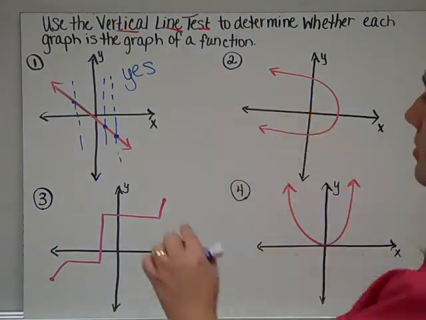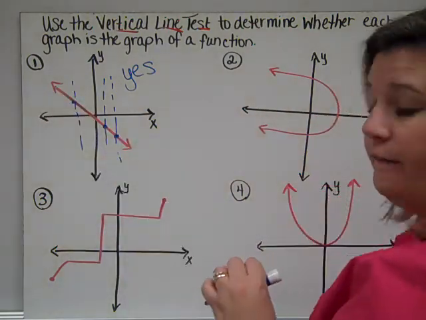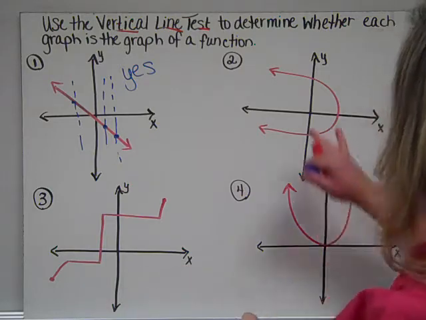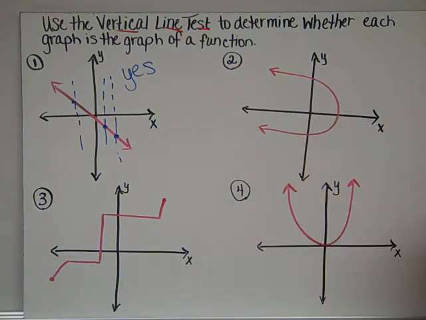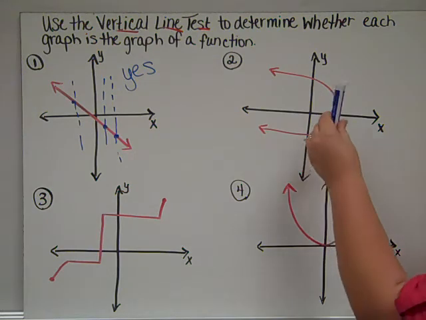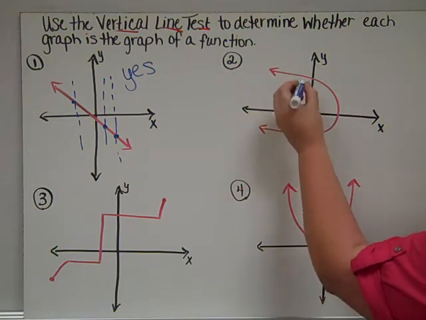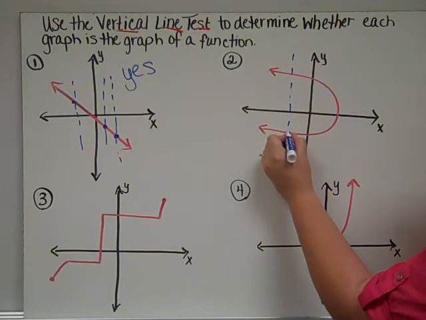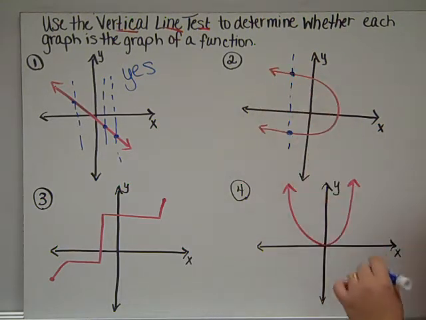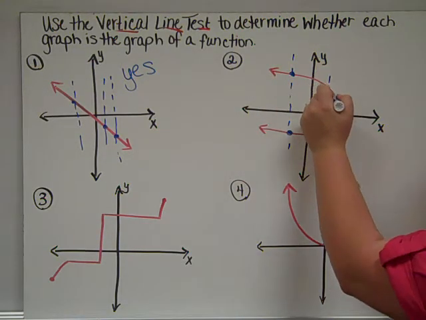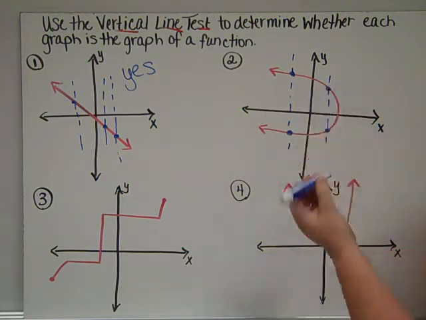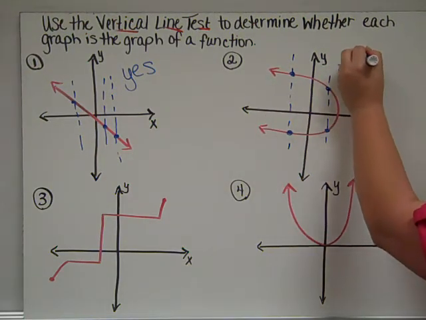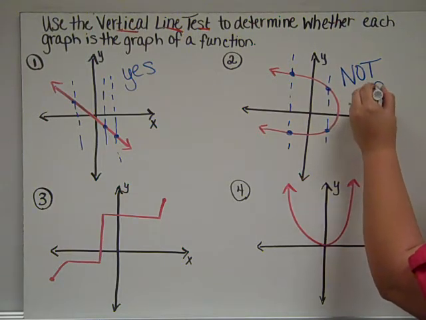In other words, that's actually what we call a linear function because it's a line. Number 2, here's my graph. If I apply the vertical line test here, notice that it's hitting the graph twice. Even here, it's hitting it twice. So I know that this is not a function.